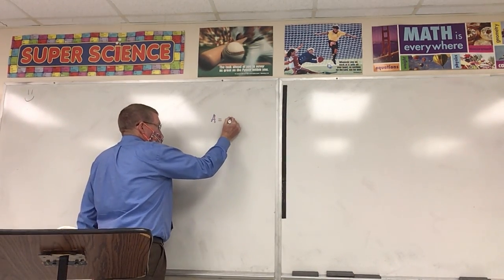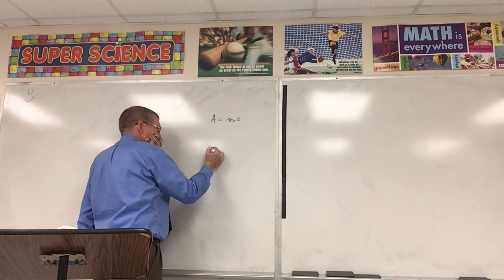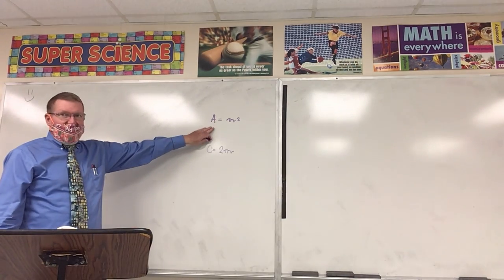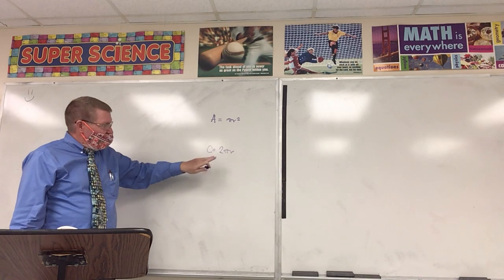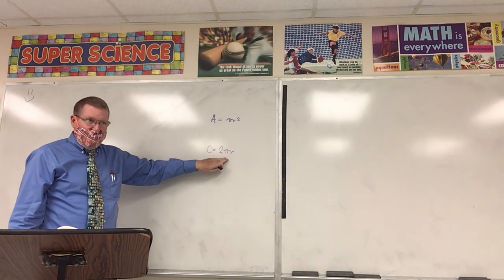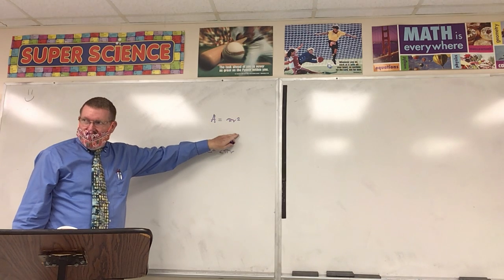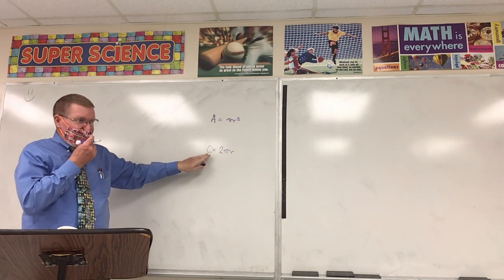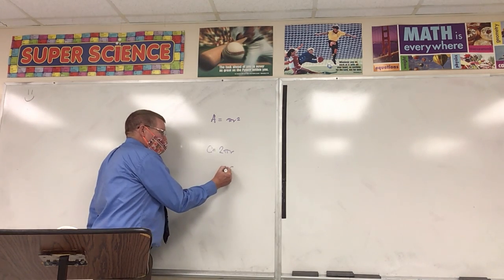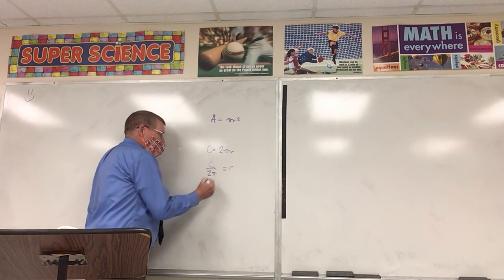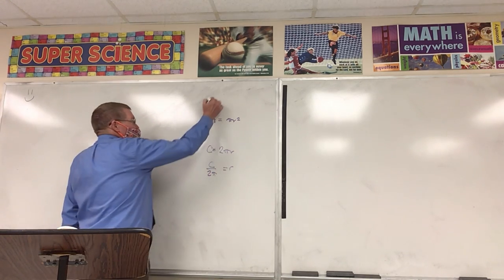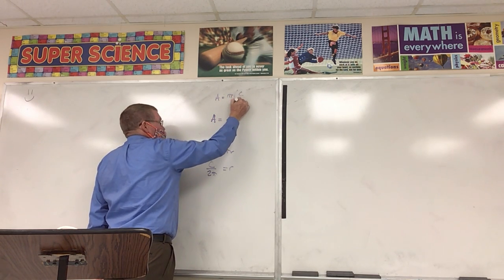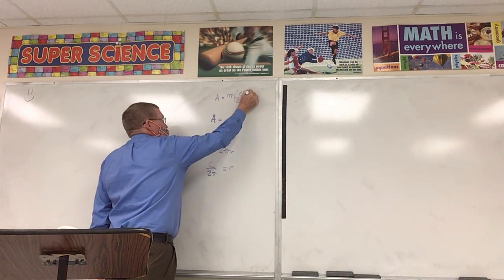Area equals pi r squared. Circumference equals 2 pi r. All right, so this is the area in terms of the radius. This is the circumference in terms of the radius. We want the area in terms of circumference, so I've got to get rid of the radius and get in C. How do I do that? I'm going to solve for r and substitute it in. So now I get A equals pi times C over 2 pi, squared.